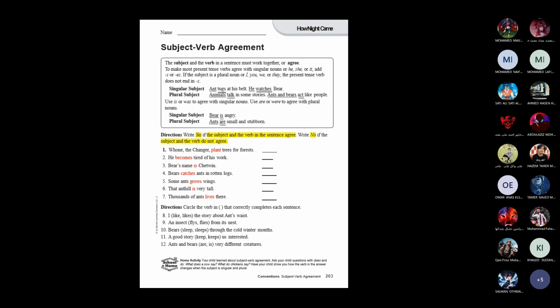Number six is yes. Why is it yes? As you see, the verb "is" has an s at the end, and the subject is singular. "That" here, as a demonstrative adjective, refers to a singular. That and this, both demonstrative adjectives or pronouns, refer to a singular, and the verb is singular, so it must be yes. Fix it here: yes.